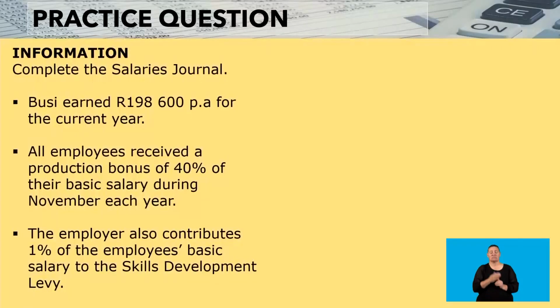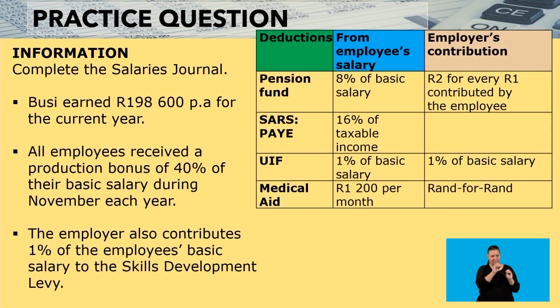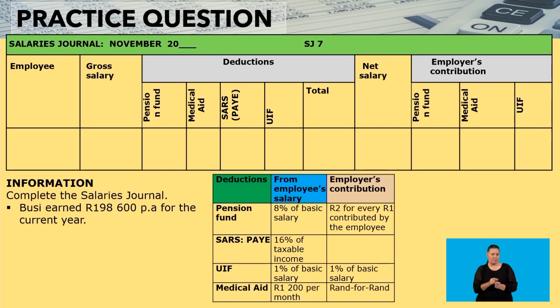Okay, I want us to look at the next question. It says, complete the salaries journal. Let's quickly do this together. We have to have somewhere we are going to put in the information. So here we have our deductions as well as our contributions. First we need the employee. What is the name of our employee? Our employee is Busi. How much is her gross salary? We are told she earned 198,600 per annum.